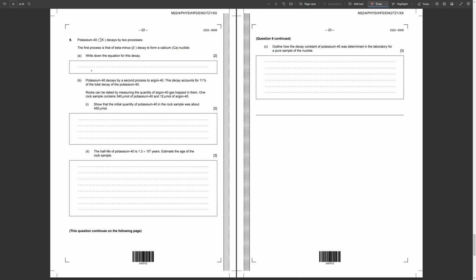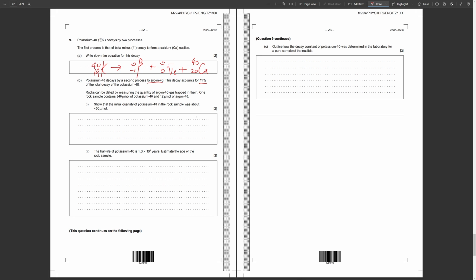Question 9. A beta decay starting from potassium 40. Then it will go through a beta negative, an antineutrino. Lastly, it's going to be a calcium. It will be 40 at the top and 20 at the bottom. Question B. You are given a new decay process: potassium 40 going into argon 40.